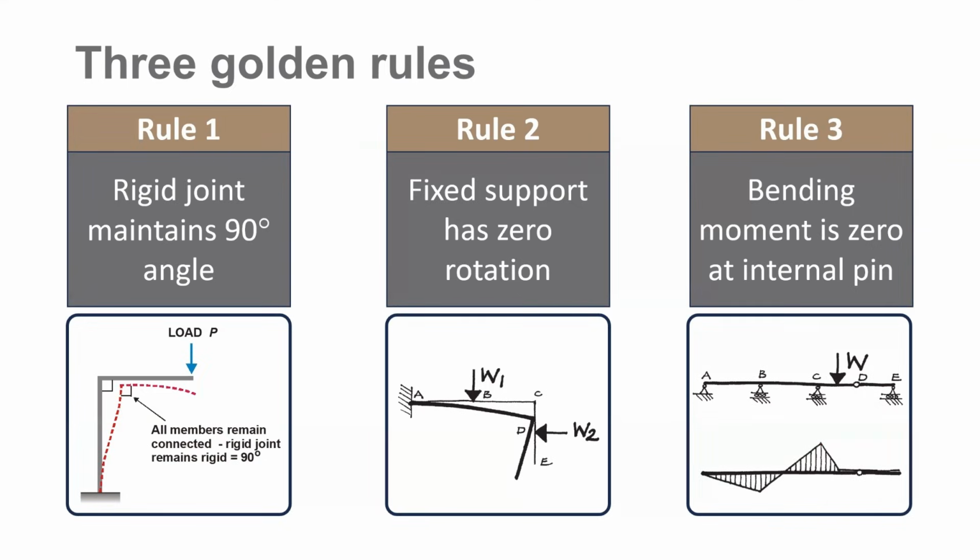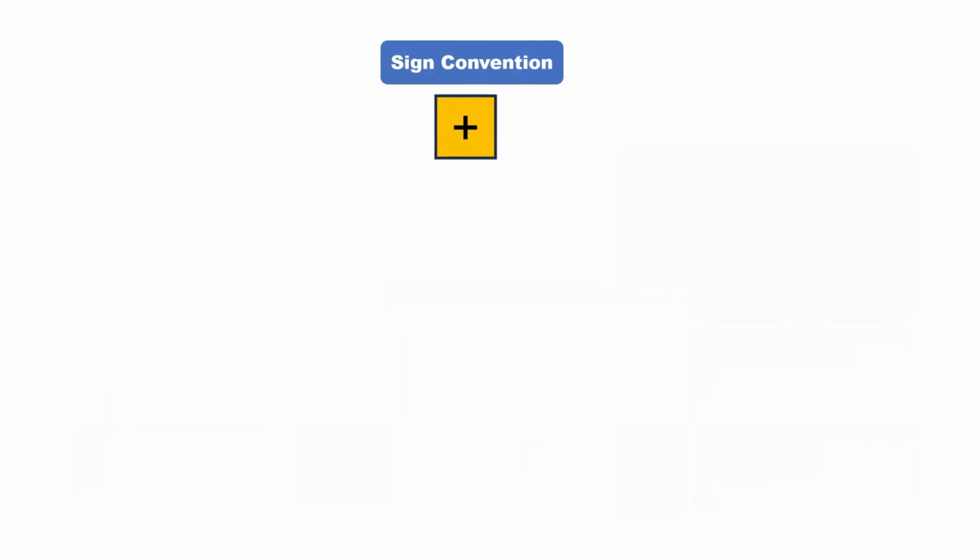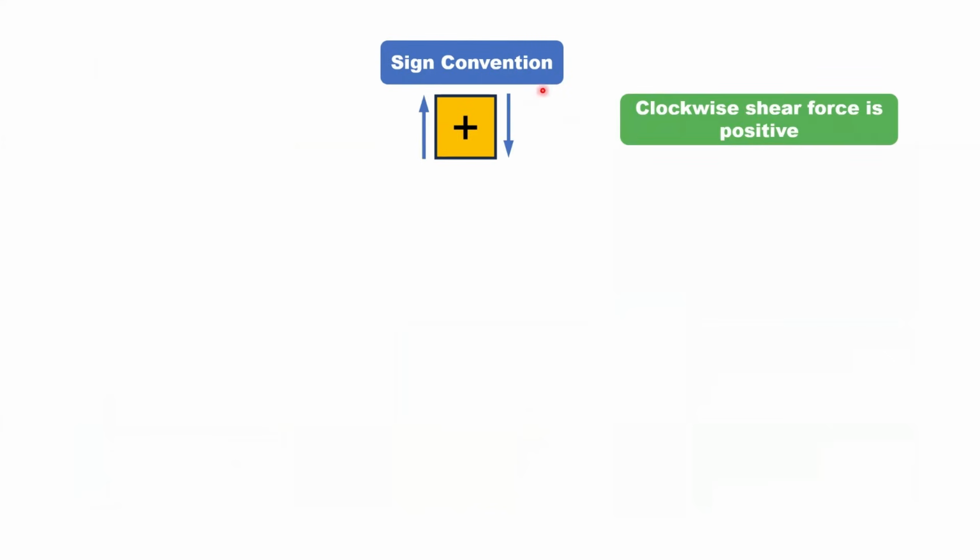Once we have established these golden rules, then I will go through sign convention. This is really very important. Clockwise shear forces are positive. Here, observe that the shear forces are creating clockwise forces. In my normal lectures, I would normally have counterclockwise shear forces positive, so that's why I made a mistake here.